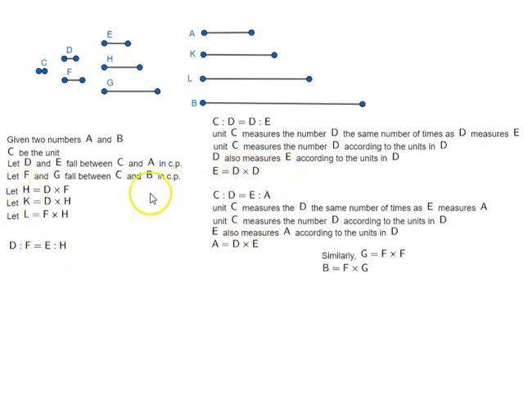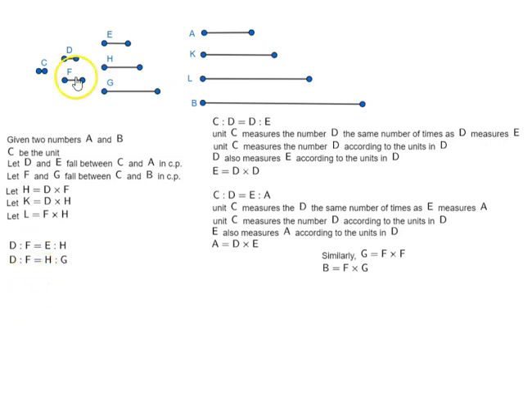So D times D is E, D times F is H. So that means D and F both measure E and H the same number of times. So we can write this as a proportion. You have to really be focused on this.